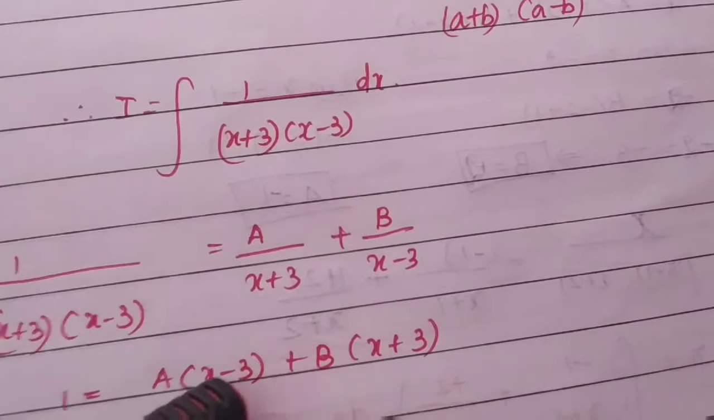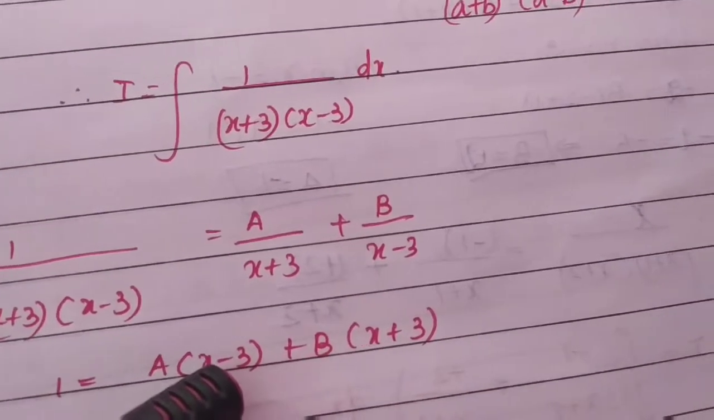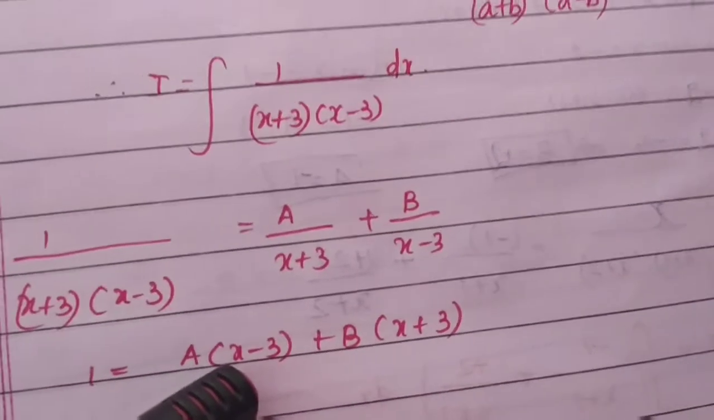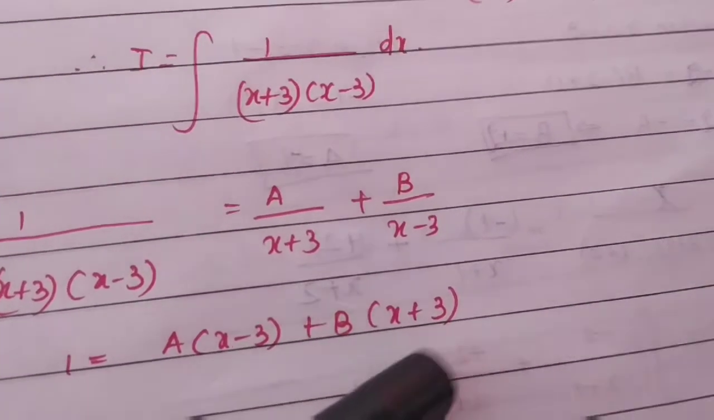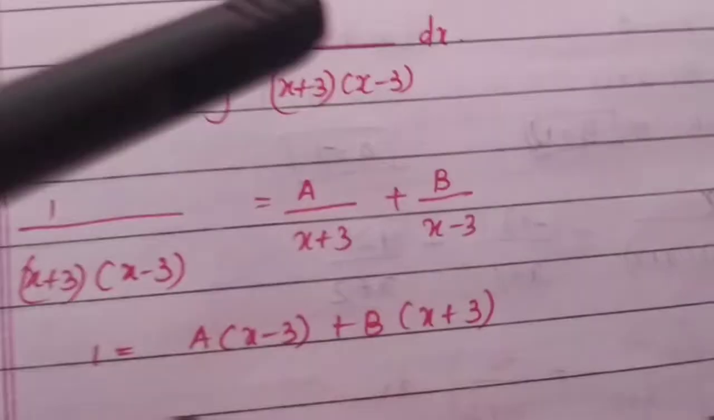Equate x minus 3 to 0, and you will get the x value to be 3. Substitute x equal to 3 and find out what the b value is, and when x is equal to minus 3, find out the a value, and substitute in the integral.